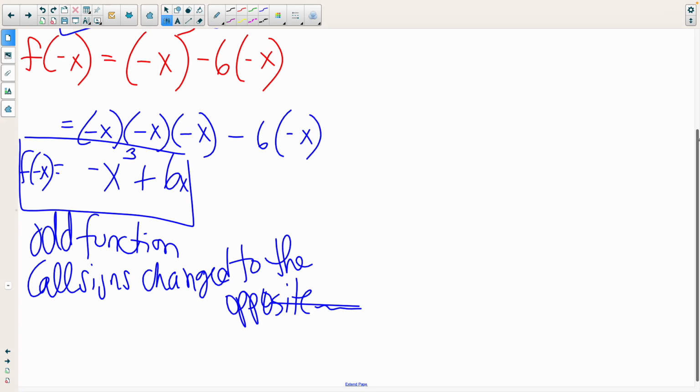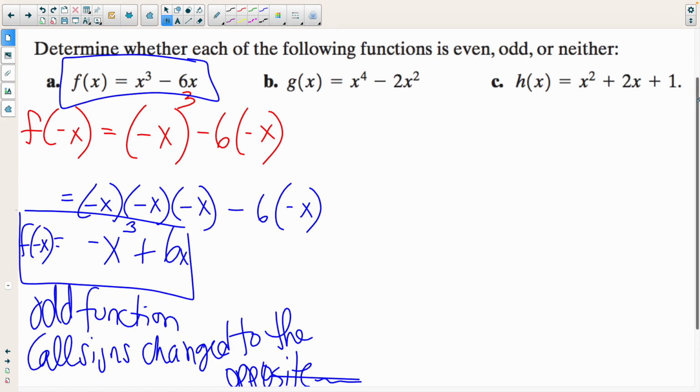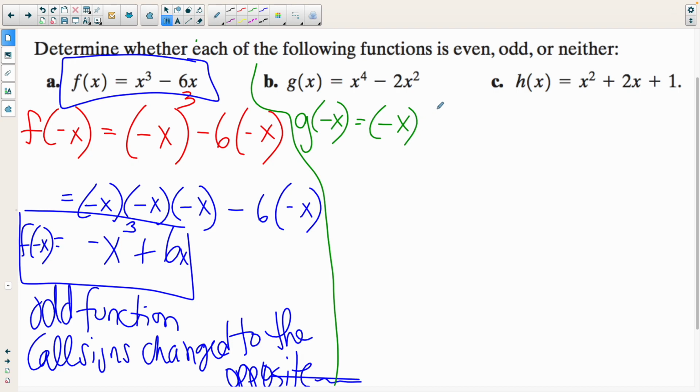So that's what it looks like for an odd function. Every term has to change from the first to your new evaluated function. So let's do it again with letter B. You're always plugging in the opposite of x, that's the test. So let's plug it into both of these. We're going to have negative x quantity to the fourth minus 2 negative x quantity squared.